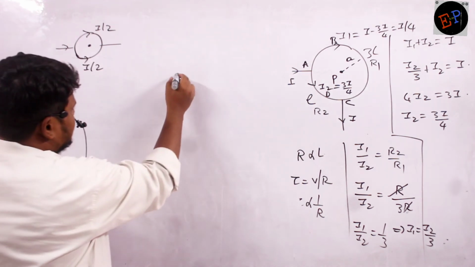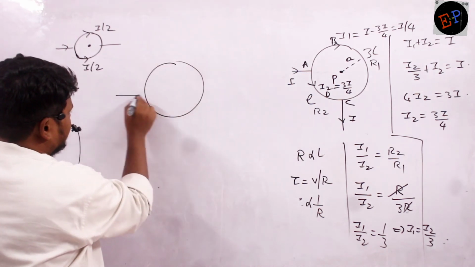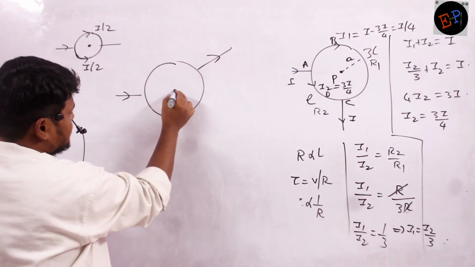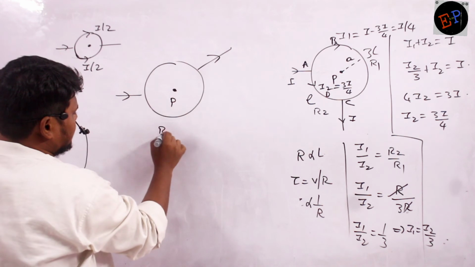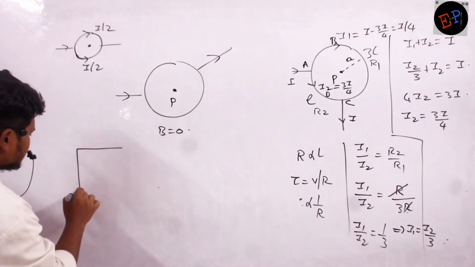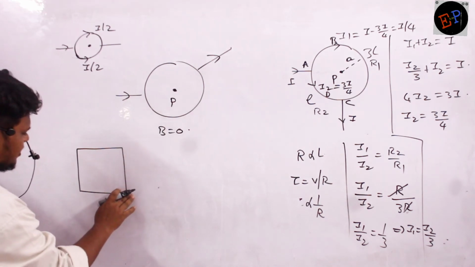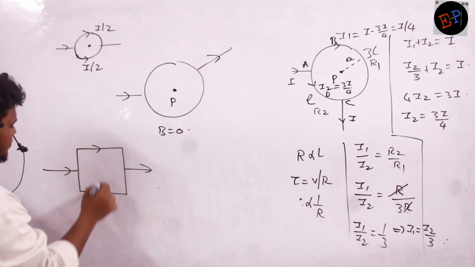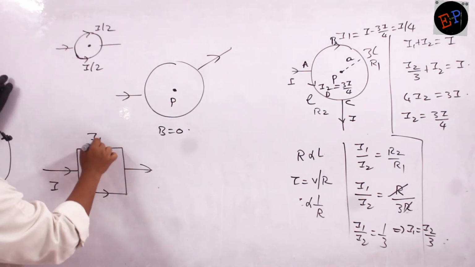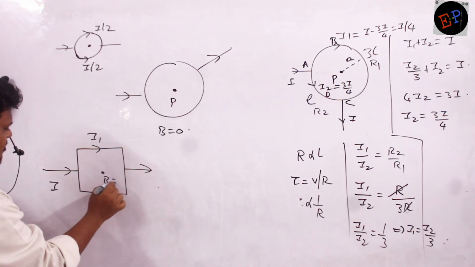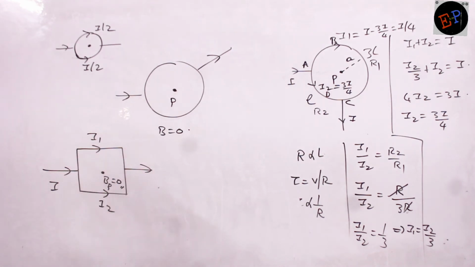Similarly, if this is the loop and the current gets divided like this, then also at the center the magnetic field will be 0. Similarly, if you take a square shaped loop or any type of loop, and the current again gets divided like this, consider this is I1 and this is I2, then also the magnetic field at the center will be exactly 0. Are you able to understand?